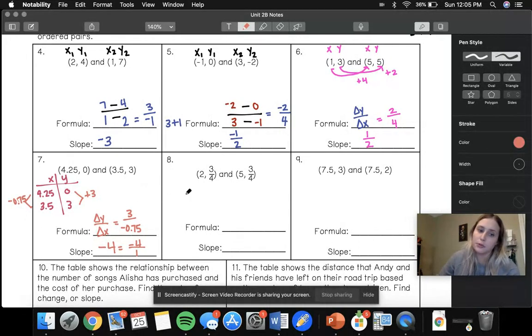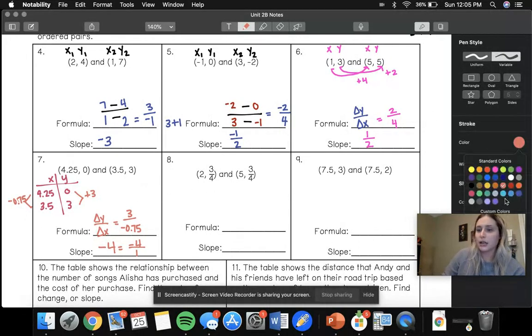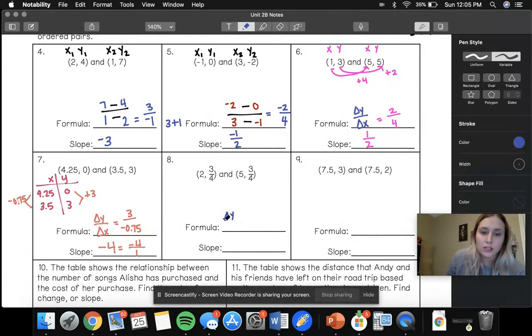All right, so I'm going to do the change way one more time, just like number 6, and then for number 9, we'll do the ordered pair way. That way you can get a couple examples of each way, and see which one you like the best.